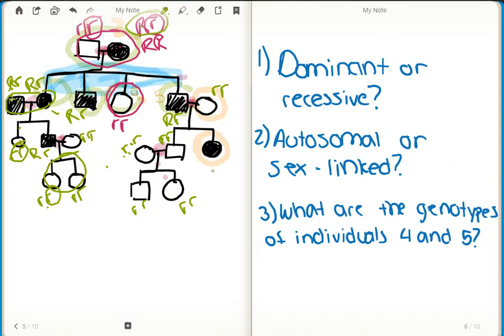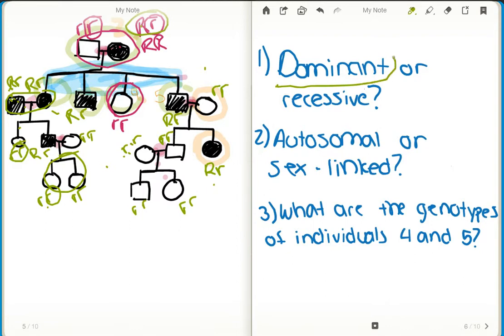Okay, if you said heterozygous, then you guys are right, because they cannot be homozygous dominant if both of the parents were either homozygous dominant or heterozygous. Okay, so now we had figured out that this is a dominant trait. So we can circle that.